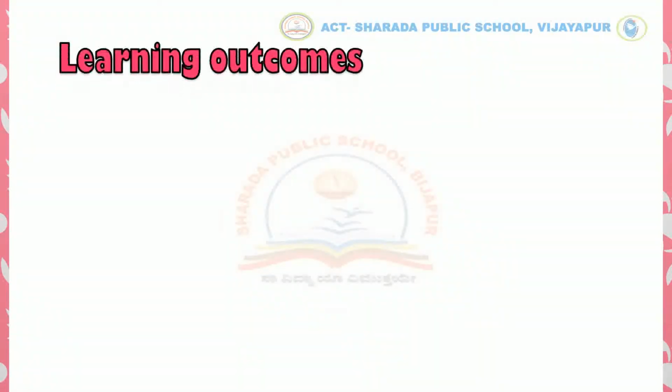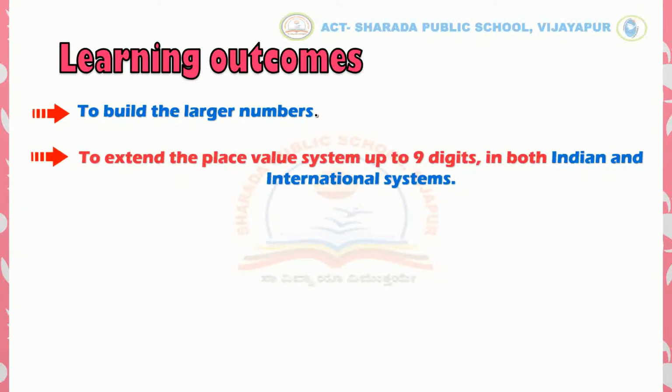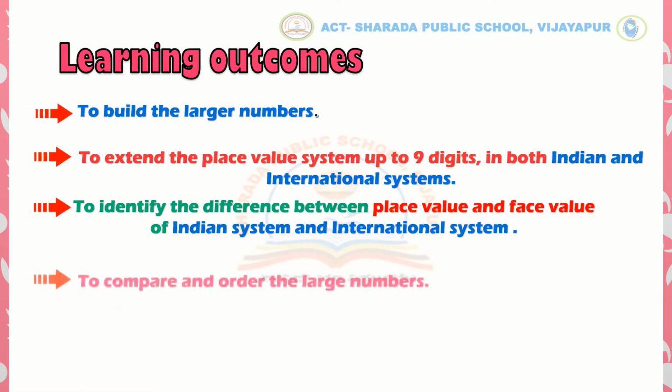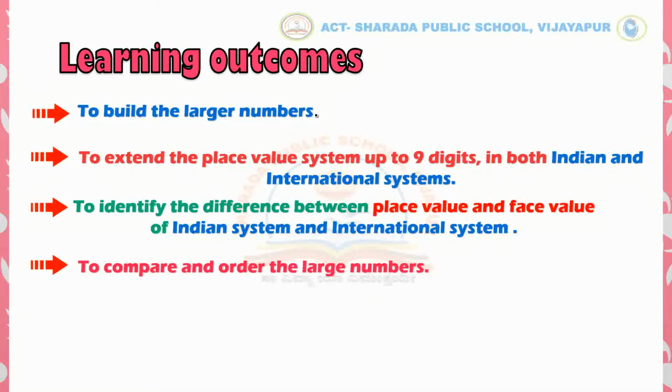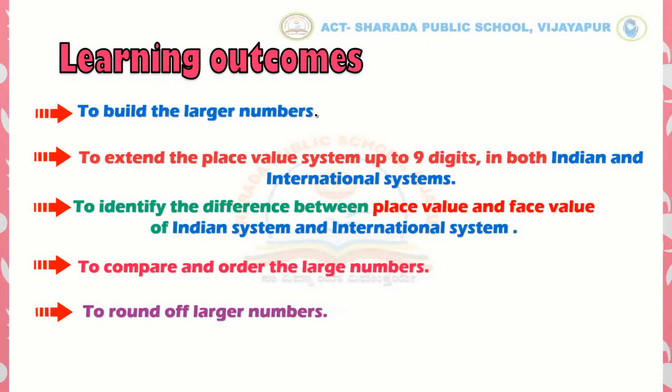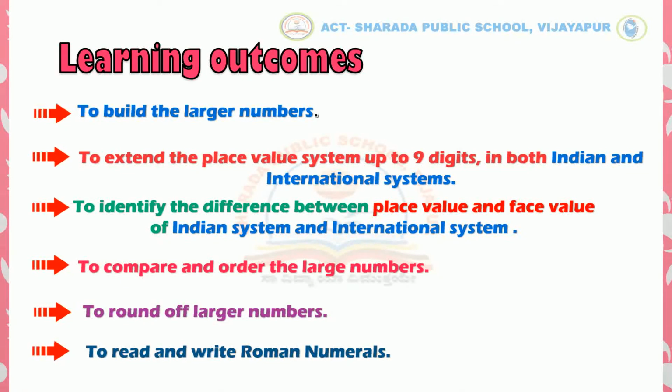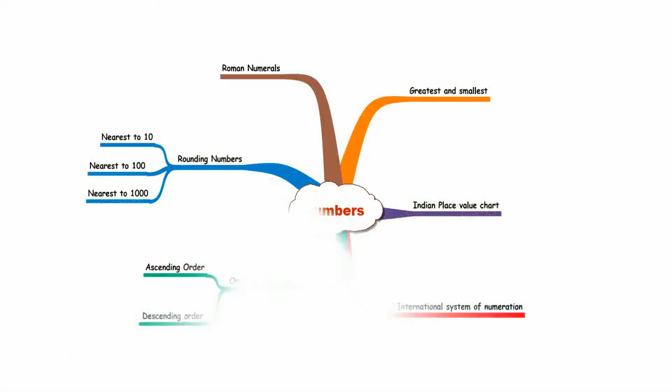So, the learning outcomes of this chapter are to build larger numbers, to extend the place value system up to 9 digits in both Indian and international systems, to identify the difference between place value and face value in the Indian system and international system, to compare and order larger numbers, to round off larger numbers, and to read and write Roman numerals. Mind map on numbers.